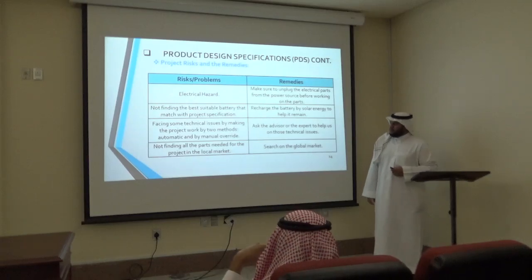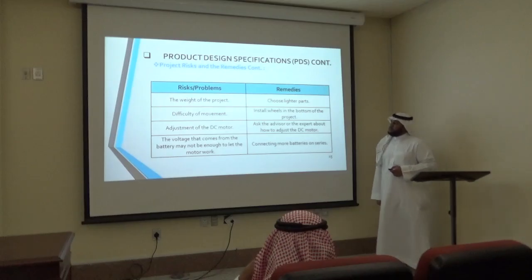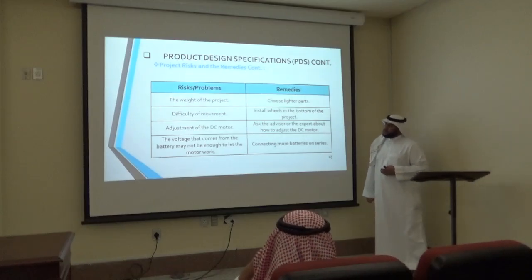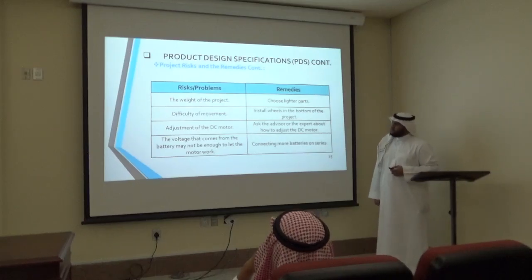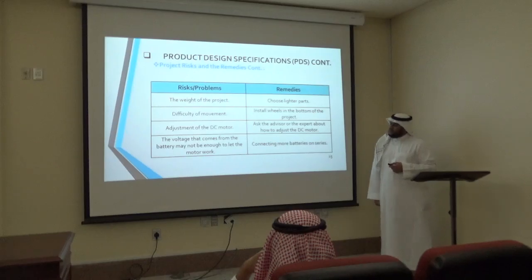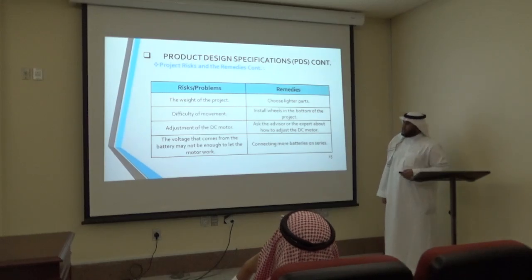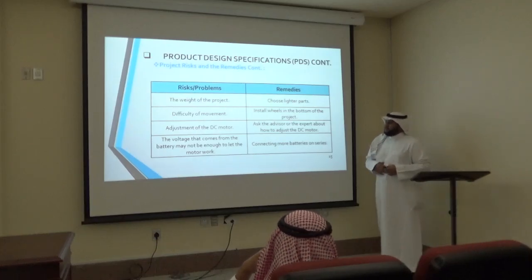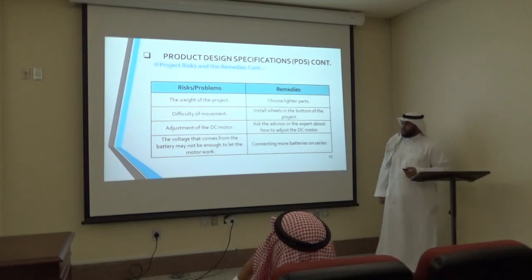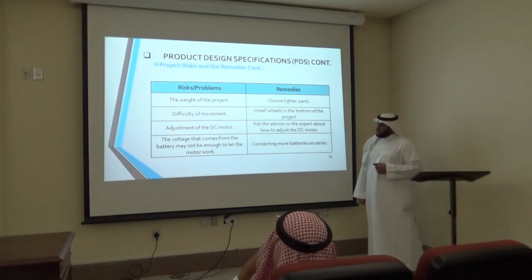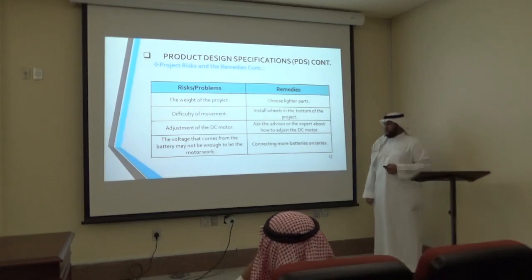Also, another risk is that we cannot find all parts in the local market. Also, the weight of the project, we assume, is one of the risks. Another risk is the difficulty of movement. We assume that we cannot move it easily. Another risk is the adjustment of the DC motor if we use a ready-made motor. Also, the final risk is that the voltage from the battery may not be enough to let the motor work as we assume.